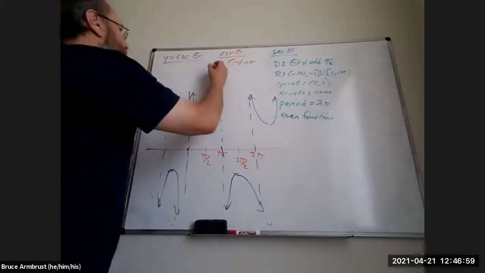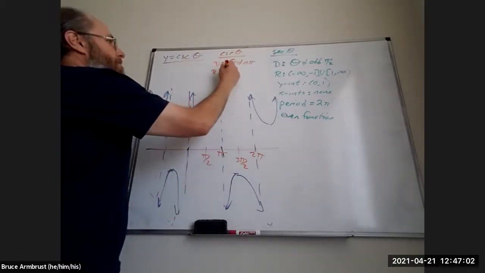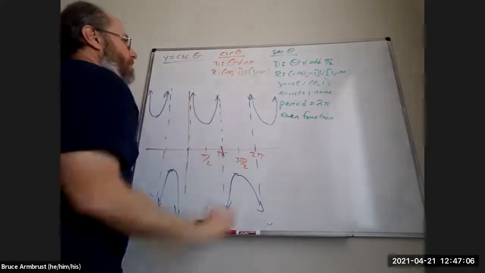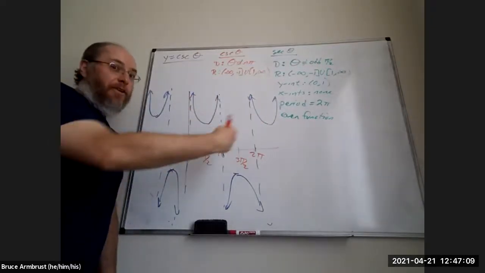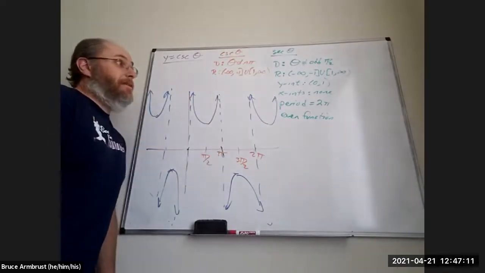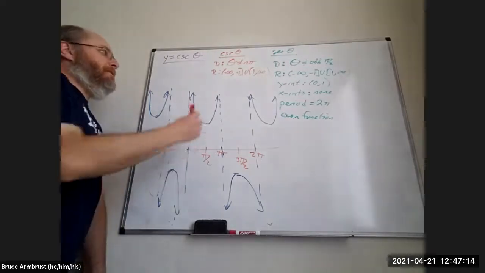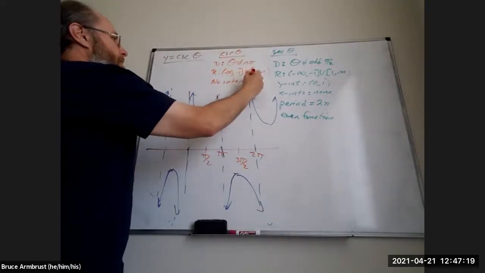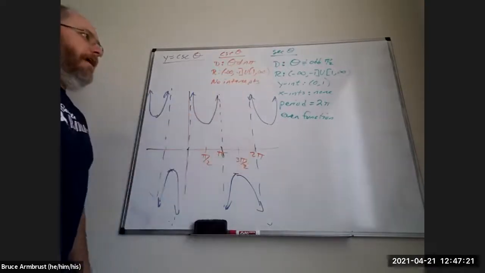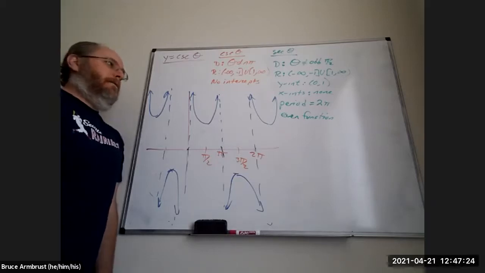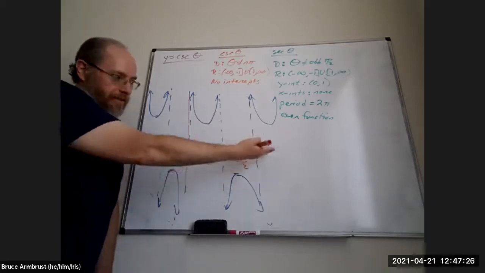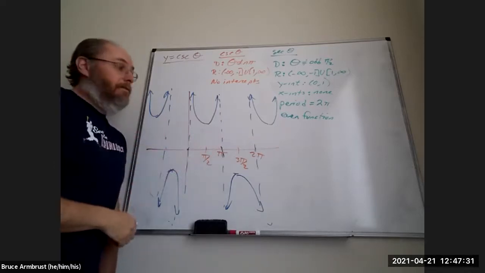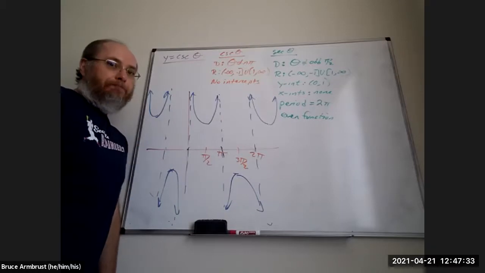The range, now identical to secant, because all we did was shift it over. So we're going to have the same range. This time, there are no intercepts at all, x or y. Again, no x intercepts. You see clearly it goes across the x axis. But now because of the cofunction shift, there's no y intercept either.